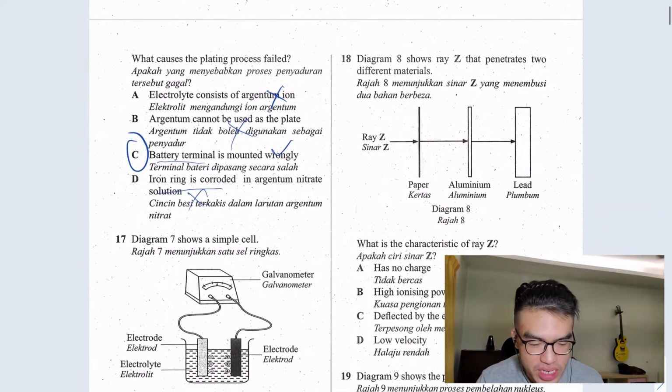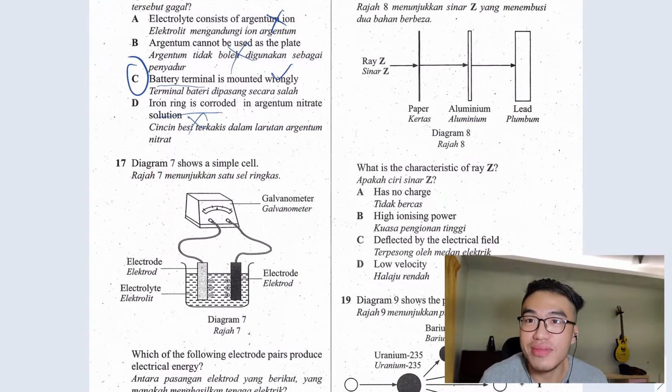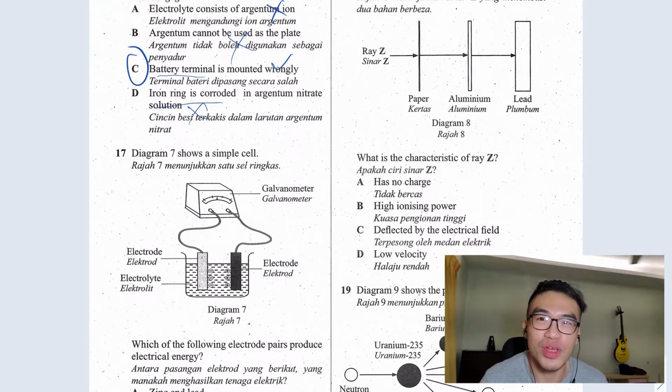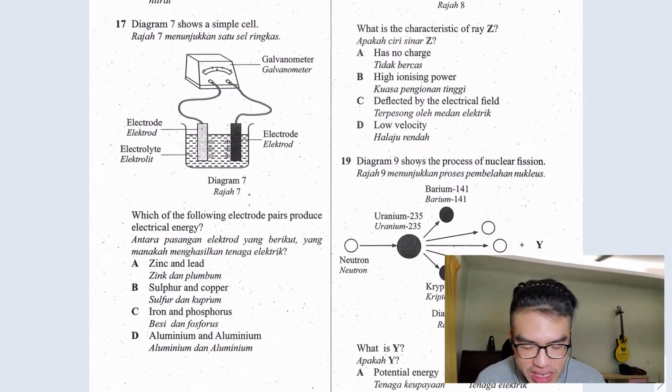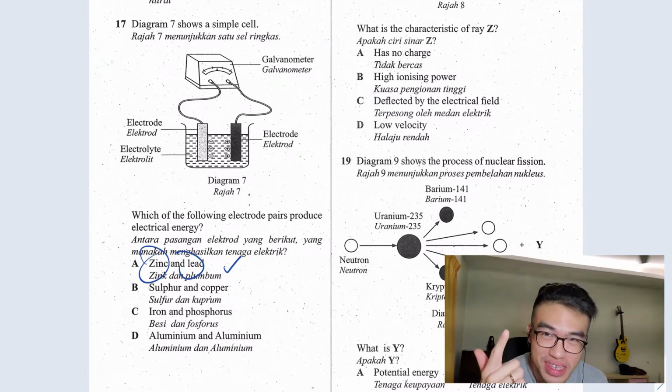Moving on, question 17 shows a simple cell. To make a cell, if you put two non-metal or you put two of the same metal, nothing is going to happen. If you look at the answer, zinc and lead, I believe this is the answer, because zinc and lead, they are metals and they are two different metals.